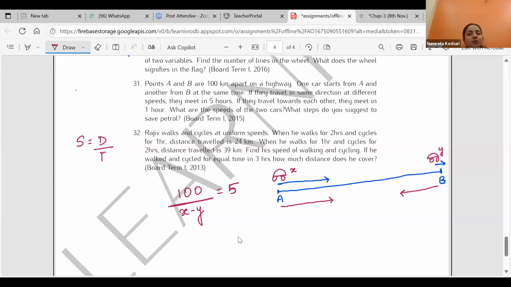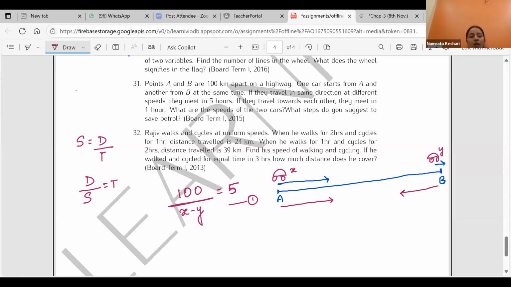Here we don't know which one is bigger and which is smaller, so we are randomly taking x minus y. In the next scenario, this will give you one equation, a linear equation in two variables. And we have used the formula distance by speed is equal to time. Just that formula. Here we just need to be careful with the speed.